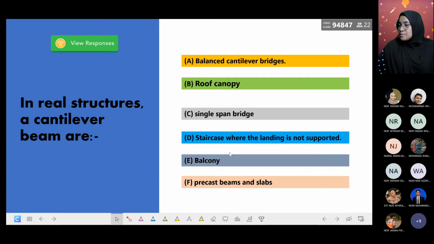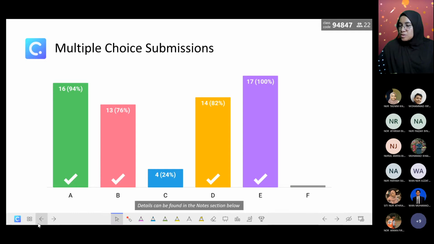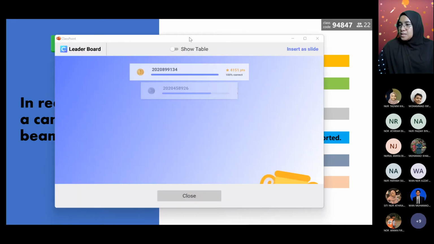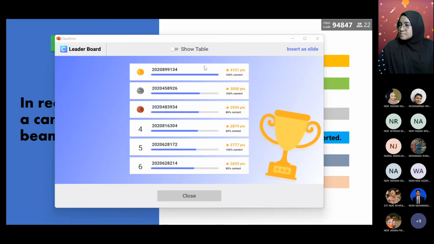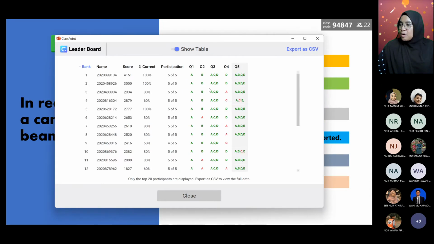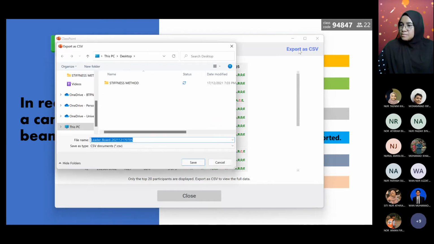Lepas tu apa lagi jawapan dia tadi? F is not the answer. Okay, precast beam and slab ni pun simply supported. Okay, staircase, cantilever, balcony also cantilever. Okay, so let's see the analysis. Okay, I will export this to Excel.